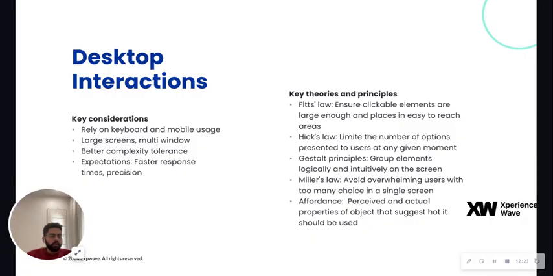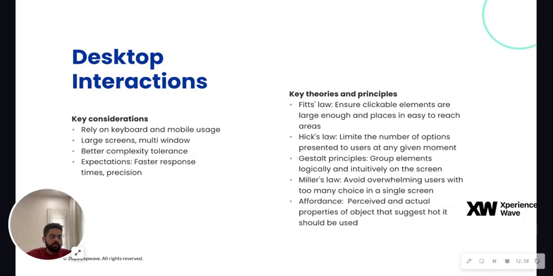So make sure that you do not overwhelm the users with too many choices of information in a single screen. As much as possible, try to create manageable chunks by breaking the content. And then there is affordance, which refers to the perceived and actual properties of whether an object suggests how it should be used. For example, if you look at a button, it should look like it can be clicked. So your design elements should visually communicate their function.